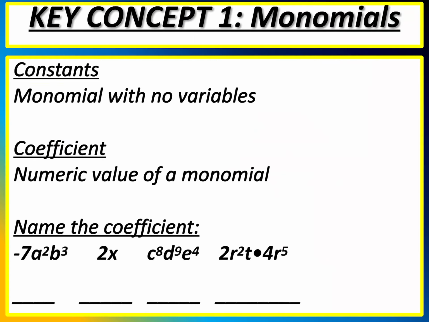Constants are monomials with no variables. So that means a constant is simply a number. Coefficients are the numerical value of a monomial. So if you have a monomial that is 5x, that means the coefficient is 5.